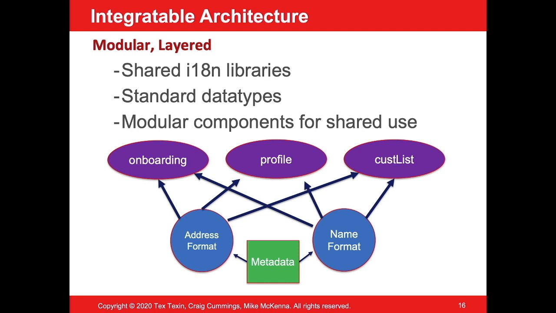You want to be sure that your architecture is integratable. So you design it to be modular and layered so that more functionality can be added without having to take the whole application apart. Examples are address format and name format. If it's designed in an extensible manner, then it can be used in the front end, can be used in the back end, it can be used for the data structures that you create that can be dropped all the way down to the database.